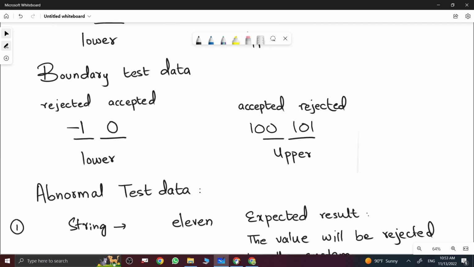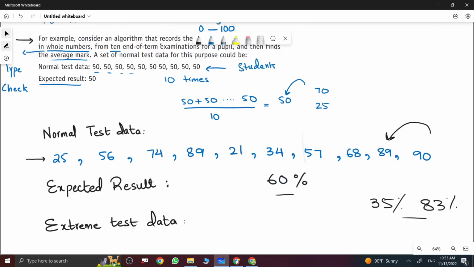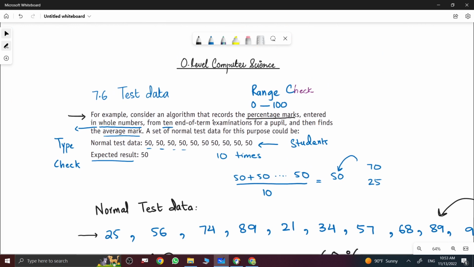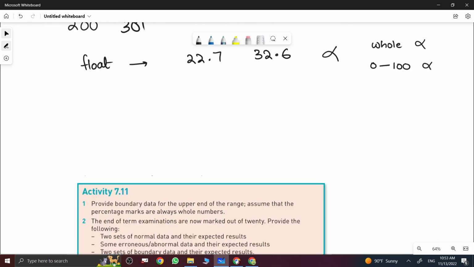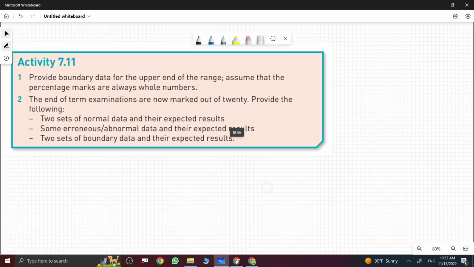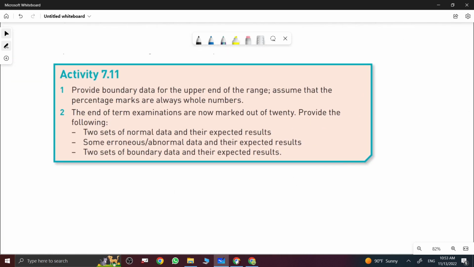Now we are done with this example. Now I am quickly moving towards the next example, or the activity that is mentioned in your book here. Why am I doing this? In order to make you clear about the test data, how we need to find it out for different examples. Okay, the first question here for activity 7.11 is: provide boundary data for the upper end of the range. Assume that the percentage marks are always whole numbers. So it's very easy. We have already done it; the upper limit was 100.